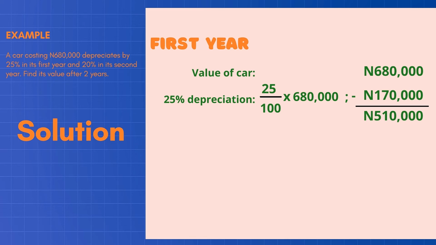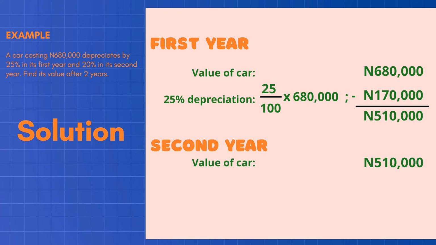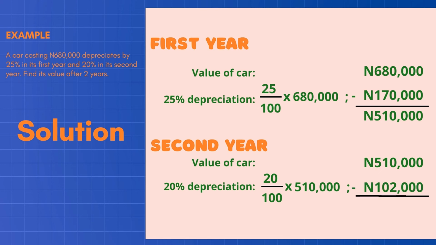Now you have 510,000 naira. Now for the second year, the value of the car has reduced to 510,000 naira. Now 20% depreciation of 510,000 naira will be 20 over 100 times 510,000 naira. This will give us 102,000 naira. Then you subtract this and you get 408,000 naira, which will be the value after 2 years.